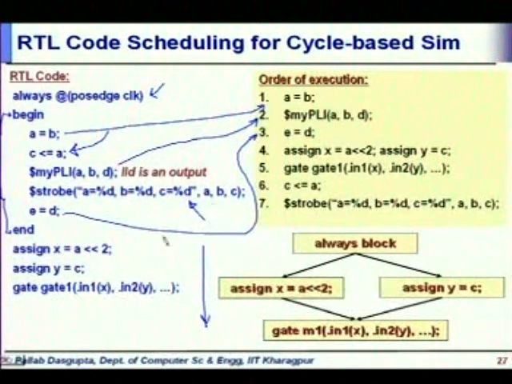Then we have the continuous assignments, these two. Now, these two can be executed in any order. So, this followed by this or this followed by this, does not matter, and then the gate will be simulated, right. Now, after all this has been done, then we process the non-blocking assignment statement, right, and finally the strobe. All right.